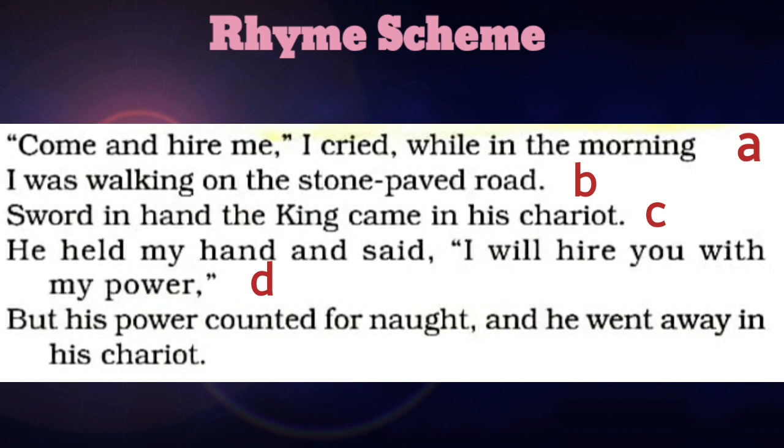But his power counted for naught, and he went away in his chariot. Now I have this word repeating again. Chariot repeats with the last word of the third line. So I will give the same alphabet as I had given to the third line, that is C. Therefore, the rhyme scheme now becomes A, B, C, D, C. And likewise, you can find out the rhyme scheme of any stanza given to you.